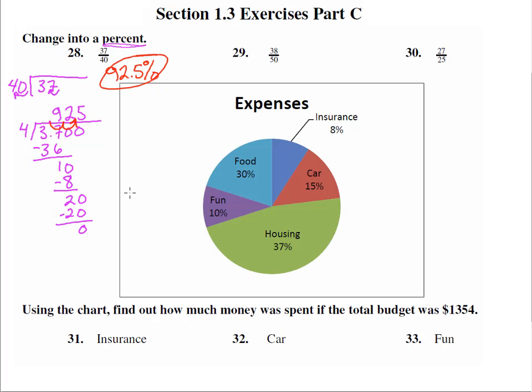Good. Number 29, 38 divided by 50, or 38/50ths. So we're going to take 38 divided by 50. Oh, wait a second. Can we simplify this at all? We can do that. Let's divide top and bottom by 2, and we get 19/25. Oh, that'll be much better.